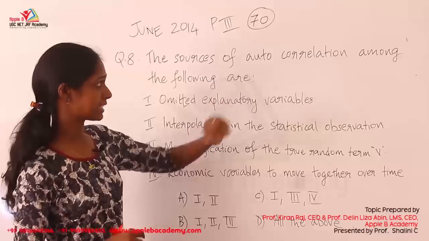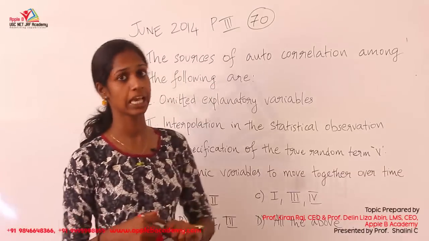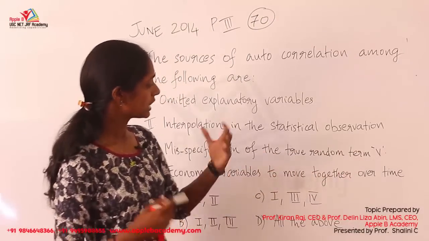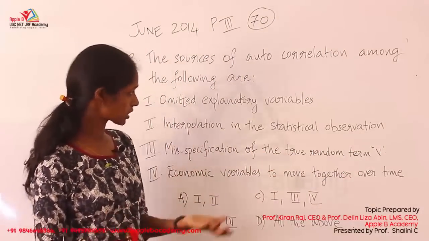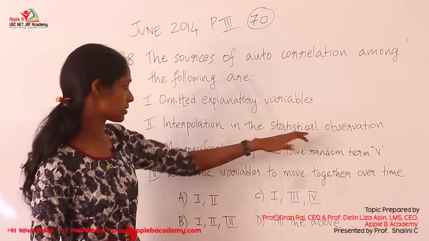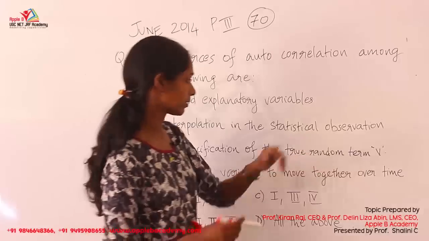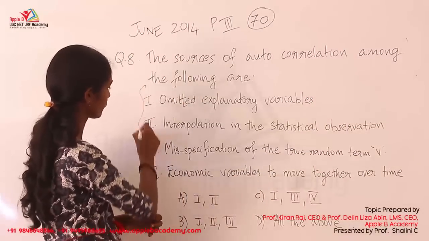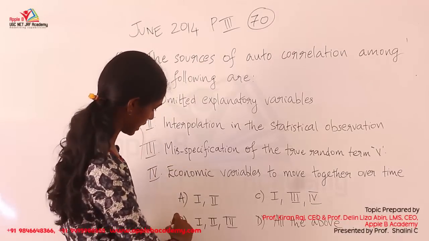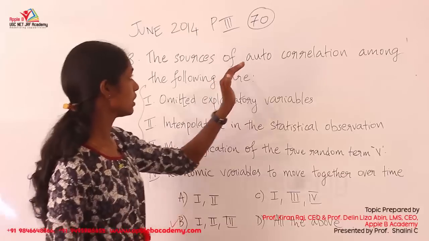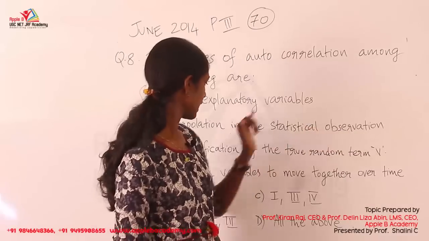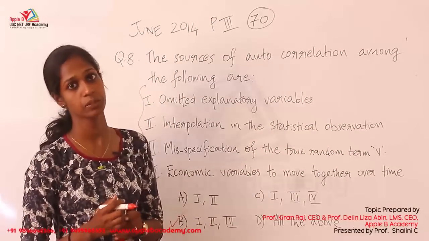So autocorrelation is basically the covariance between the error terms. So economic variables moving together over time has no relation to the happening of autocorrelation or not. So the other three, omitted explanatory variables, interpolation in the statistical observation, and misspecification of the true random term, these three, 1, 2 and 3, could lead to autocorrelation. So option B would be the answer. So the sources of autocorrelation would be omitted explanatory variables, interpolation in the statistical observation, and misspecification of the true random term V.